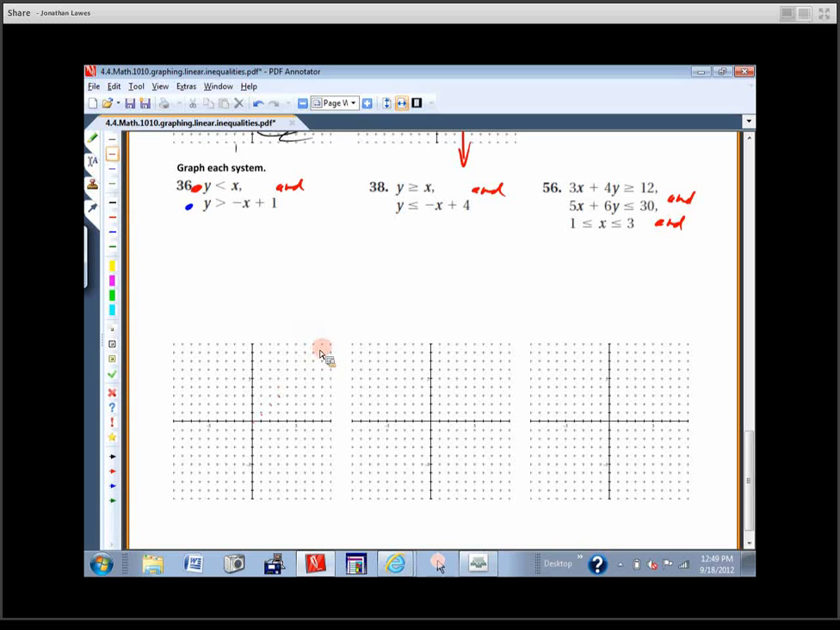So we'll do a dotted line. Put my pencil on the line. It's y, so I'm going to move in the y direction, either up or down. It's a less than, so I'm going to shade this side.